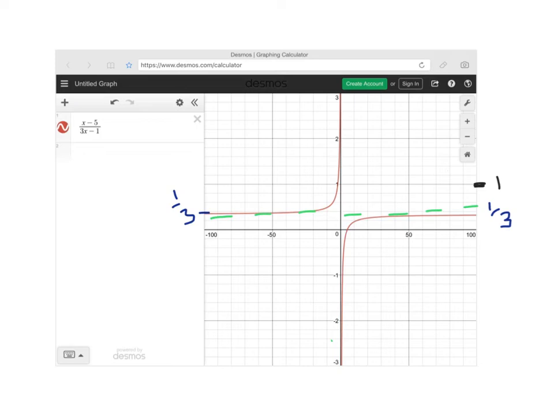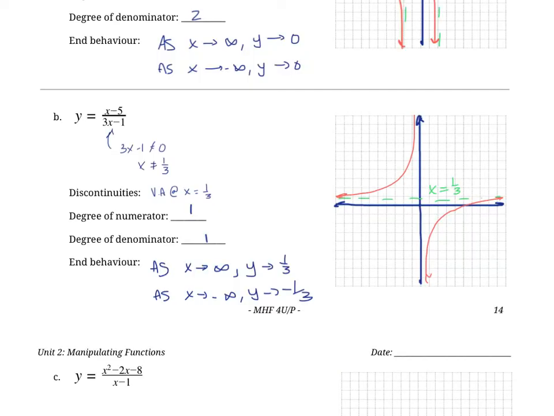By the way, it's just a fluke that the horizontal and vertical asymptotes are at the same location. They will not usually be that way. But we can say for our end conditions, as x approaches infinity, y approaches 1/3, and as x approaches negative infinity, y also approaches 1/3. So there it is summarized on your sheet. Okay, now let's move on to the next question.